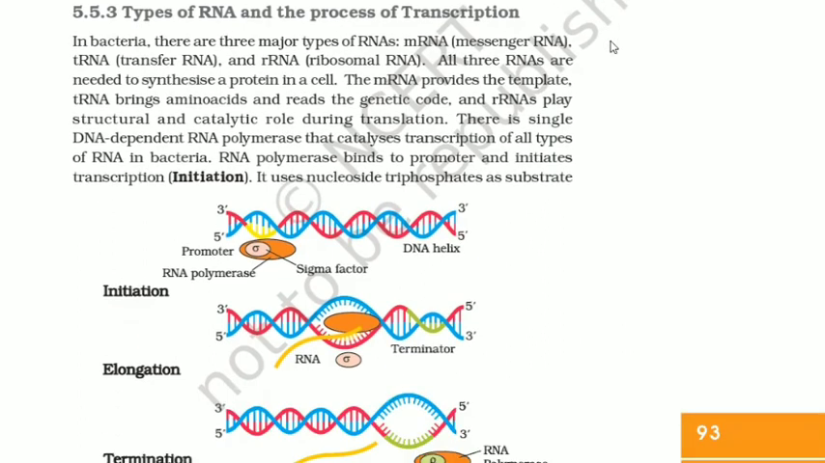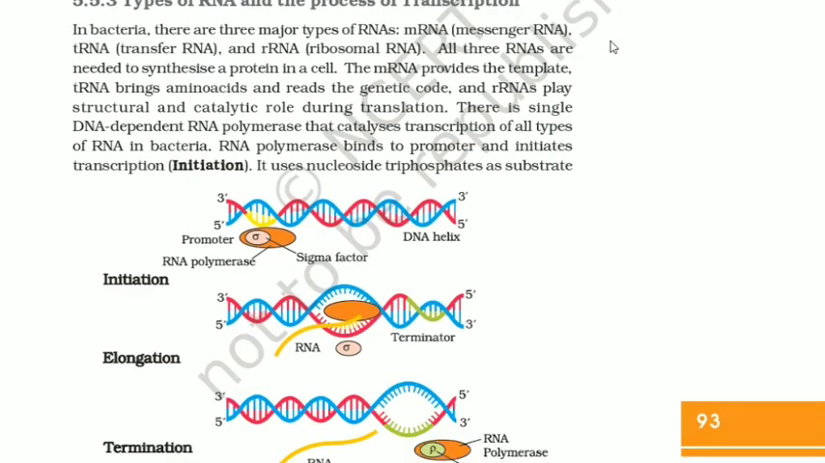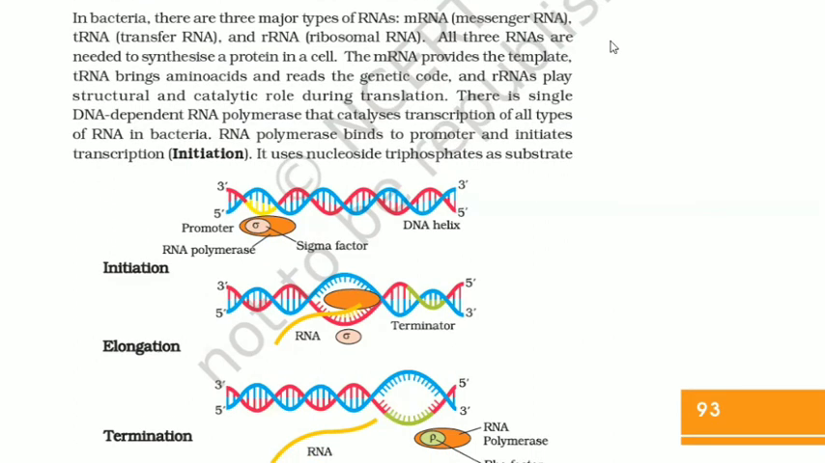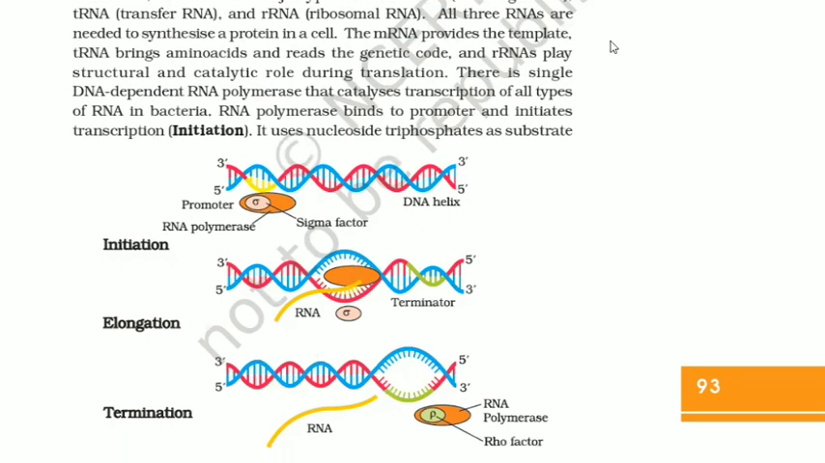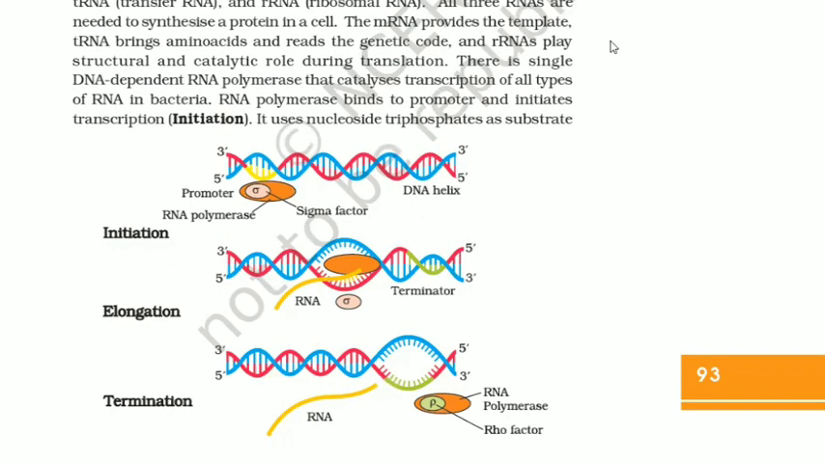5.5.3, Types of RNA and process of transcription. In bacteria, there are three major types of RNAs: mRNA, that is messenger RNA, tRNA, that is transfer RNA, and rRNA, that is ribosomal RNA. All three RNAs are needed to synthesize a protein in a cell. The mRNA provides a template, tRNA brings amino acids and reads the genetic code, and rRNA plays a structural and catalytic role during translation. There is a single DNA-dependent RNA polymerase that catalyzes transcription of all types of RNA in bacteria.